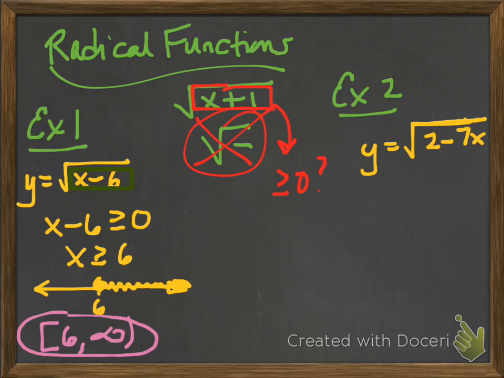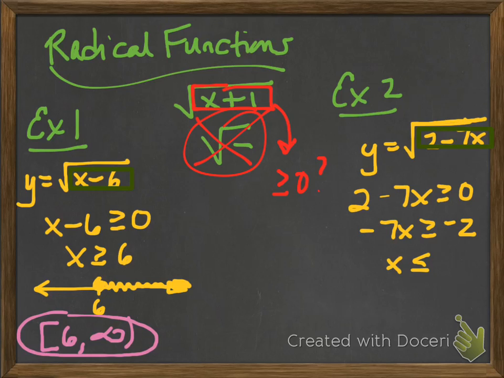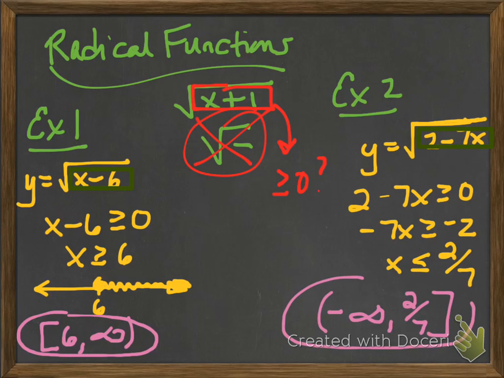Now, when we look at this second example, we have 2 minus 7x as my radicand. So what do I have to do? Well, I have to set that greater than or equal to 0. Now, when I solve this, negative 7x is greater than or equal to negative 2. Watch out for switching the sign here. x is going to have to be less than or equal to 2/7. So that's my domain. How do I express that? Everything less than or equal to 2/7 would be negative infinity up until and including 2/7. There's your domain.